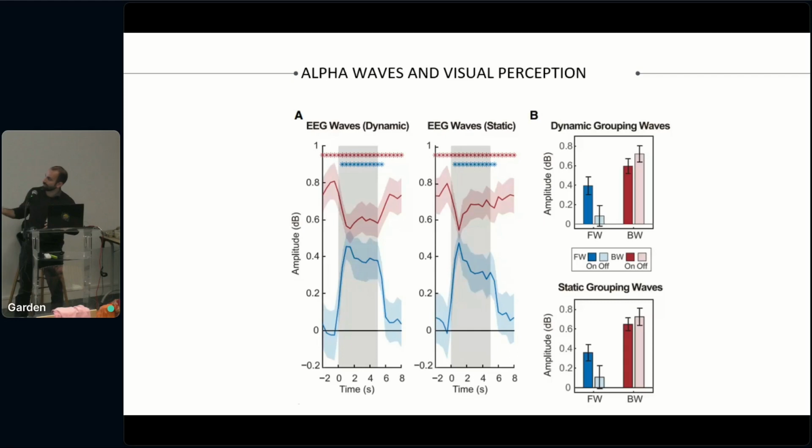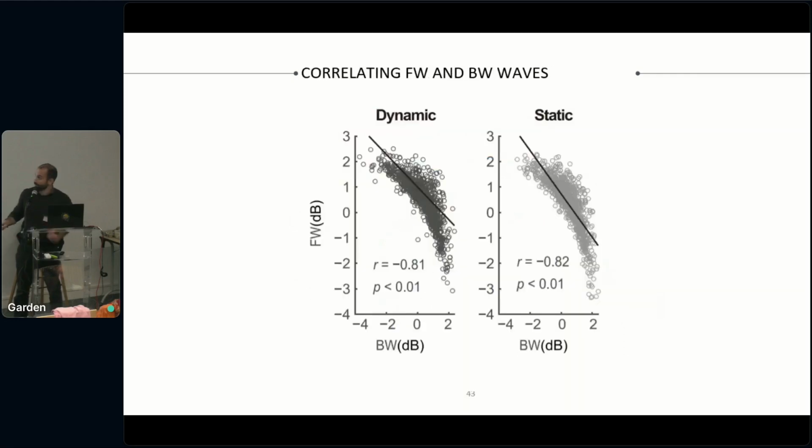Okay, so now one may wonder, what's actually happening during the visual stimulation? Are they happening at the same time? Do they alternate? What Cao Yang did was a correlation, trial by trial, between backward and forward waves. And what she found is a negative correlation between them. So basically, when you have backward waves, you don't have forward waves and vice versa. So they basically alternate over time.